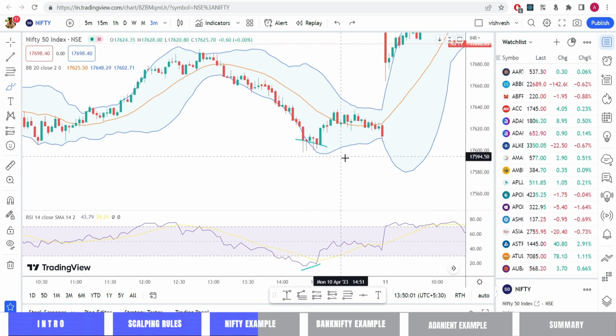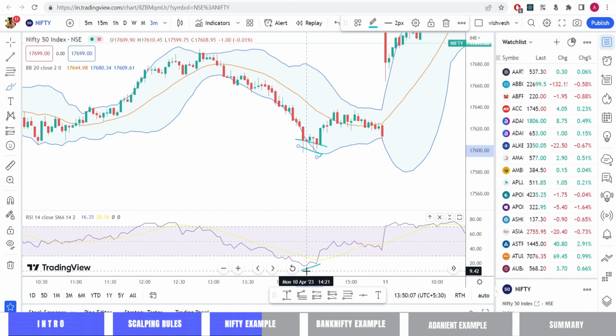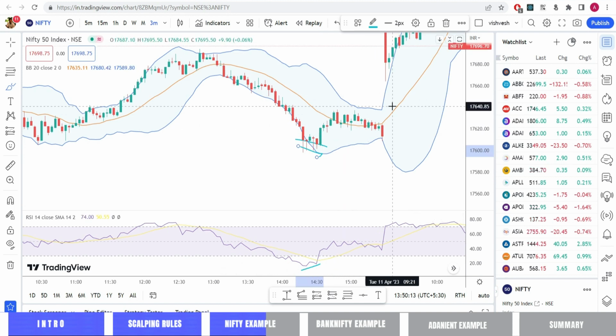You can see here clearly there's a divergence. The stock is still coming down. We are doing it on a closing basis, but during the same time RSI is going up. So this is telling me, okay, there is a possibility of a reversal, and yes, the reversal did happen.